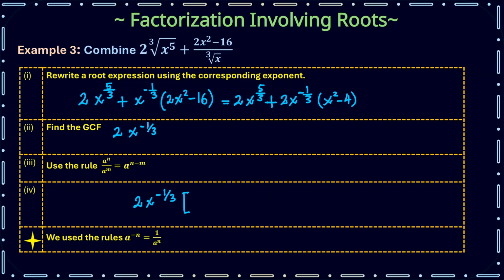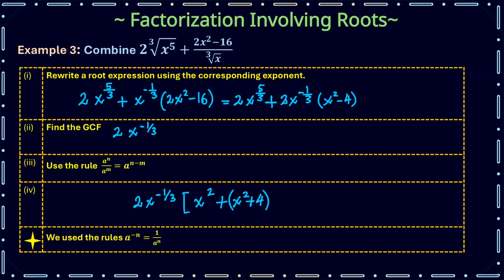So we get x to the power of 2 when we take out x to the negative 1/3 from x to the 5/3. Then we have plus, again, 2 is already out. X to the negative 1/3 is out. So we're just left with x squared plus 4.